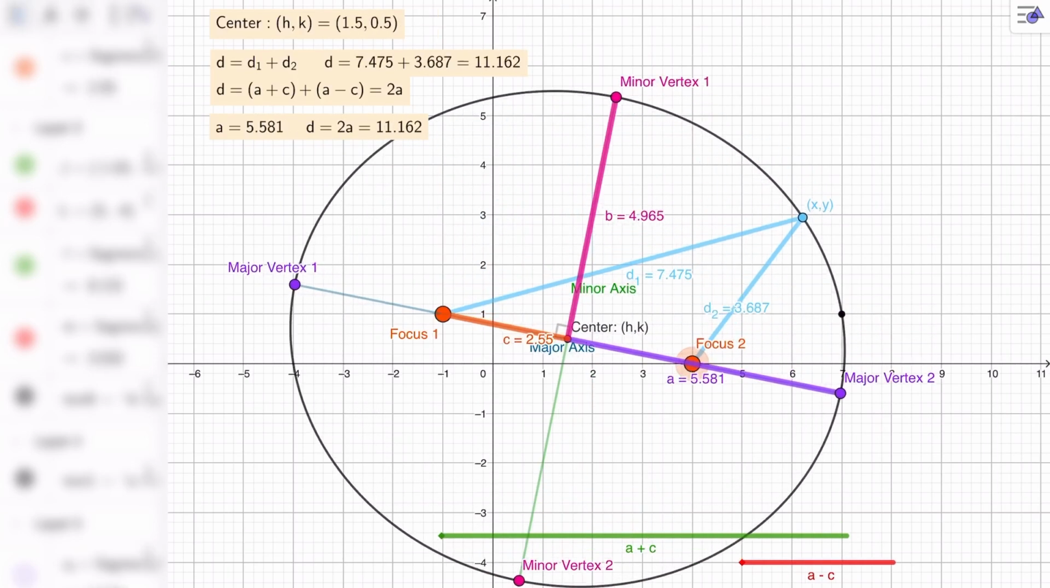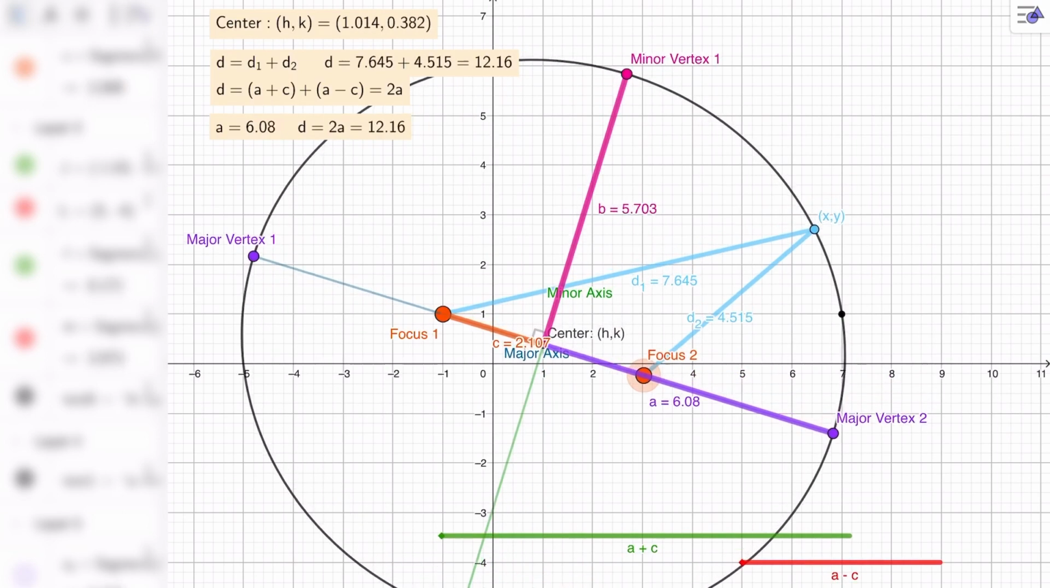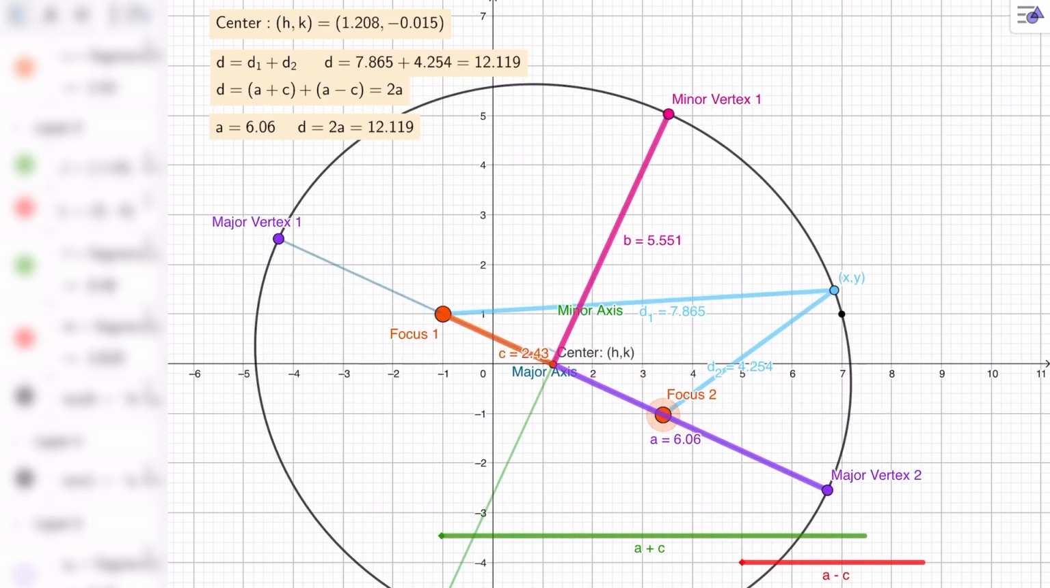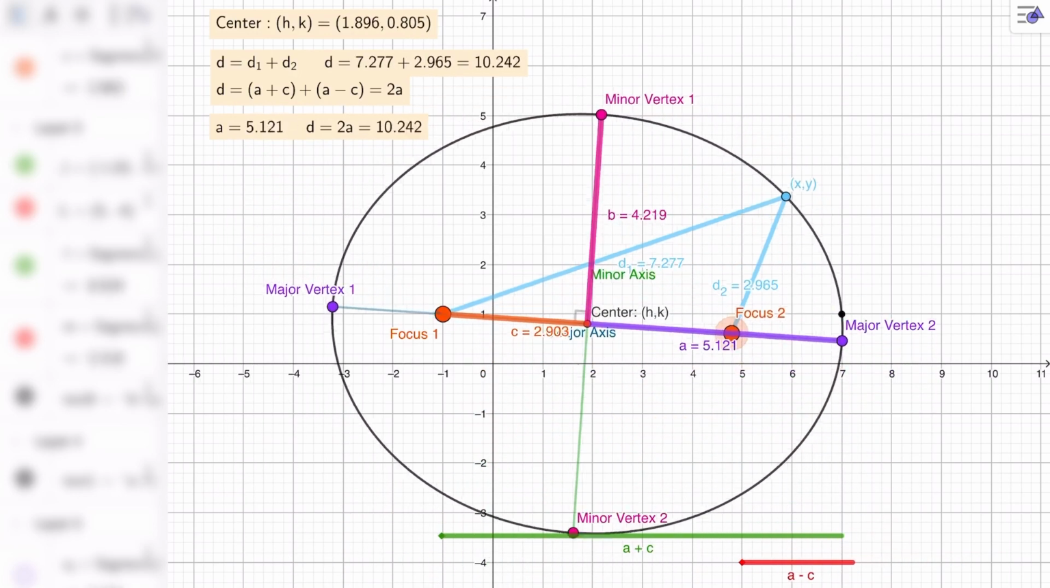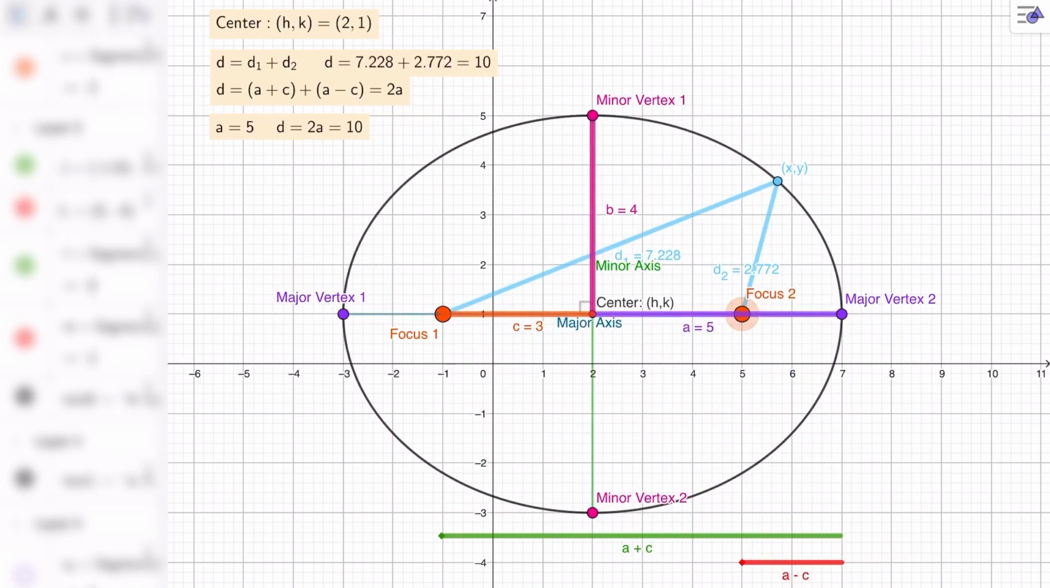Let me move this around a little bit. If I adjust this focus and move it a little bit, notice here a is 6.06, double it, I get 12.119, which is the same thing as my two d's being added together. So those measurements will always equal each other regardless of where they are. So these blue lines added together is 2a.